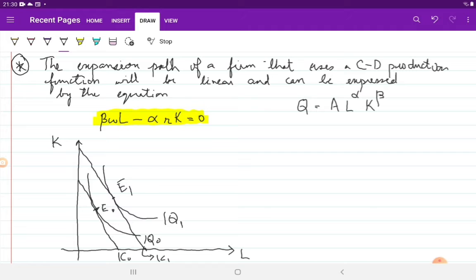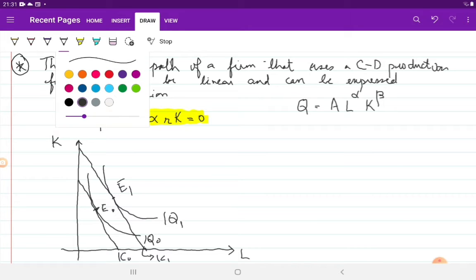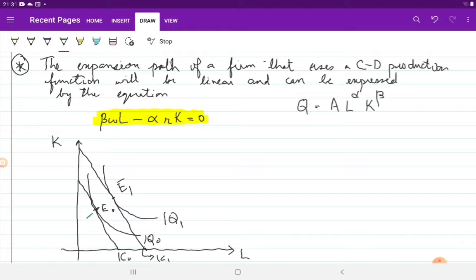Now, the line that passes through or traces the equilibrium points is what is called the expansion path of the firm. So it basically traces out the least cost combination points of producing different levels of output as the firm expands in its scale and size.